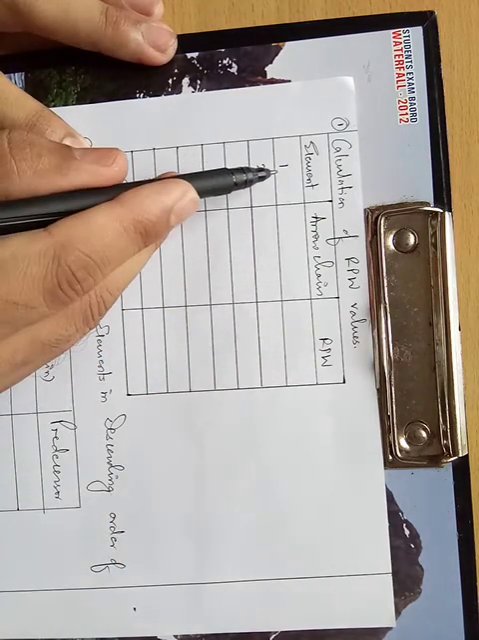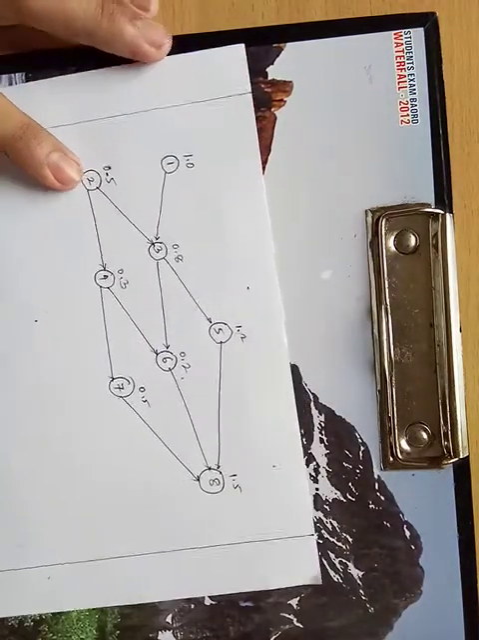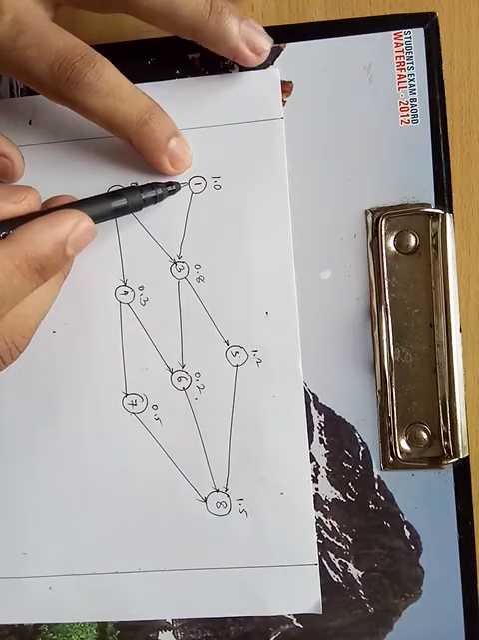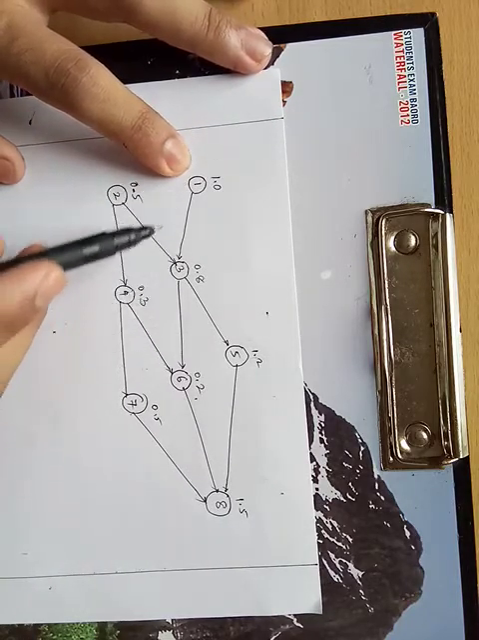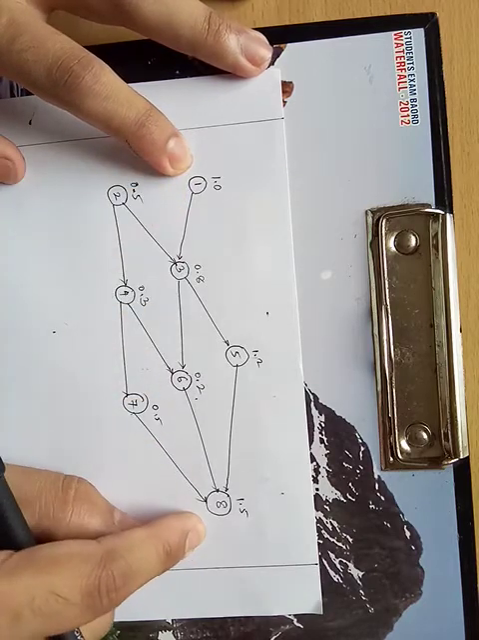Now for work element number 1, if I start from this point, I need to add all the work element times which come between 1 and 8.